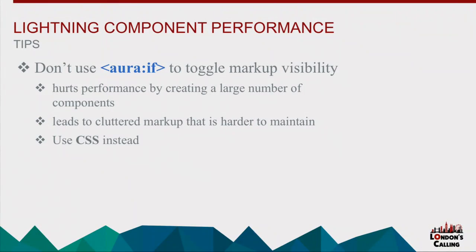So the first one is don't use rerender if you can. Don't use it to toggle markup visibility. Use CSS instead. It hurts performance and also sometimes creates hard to detect bugs. It leads to cluttered markup that's harder to maintain. So I'd recommend using CSS if you can, rather than using it to toggle markup visibility.